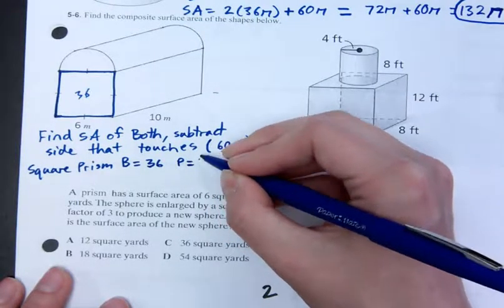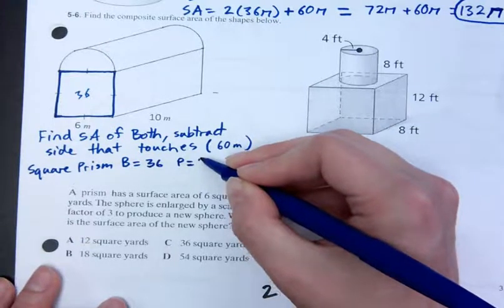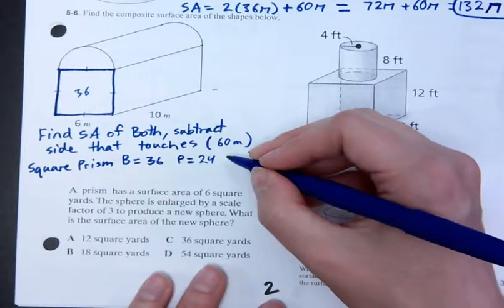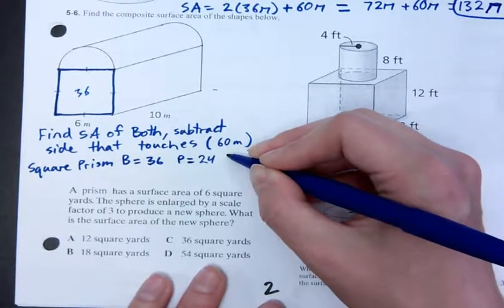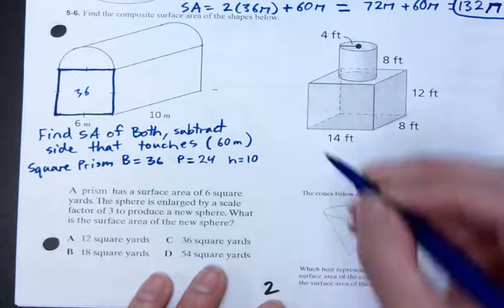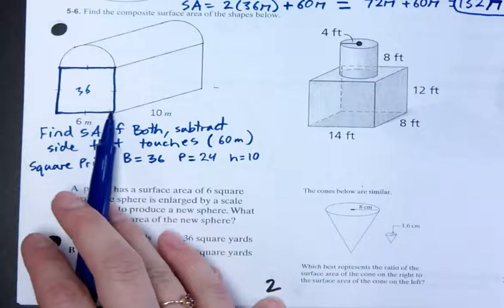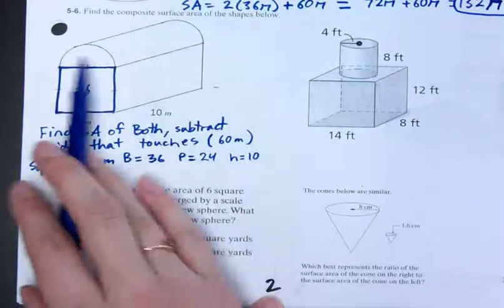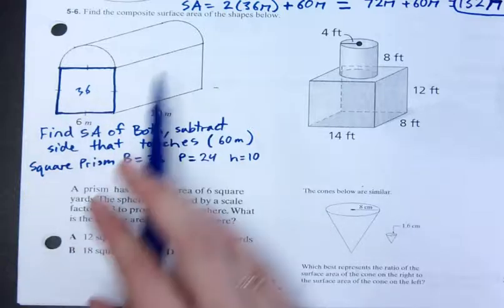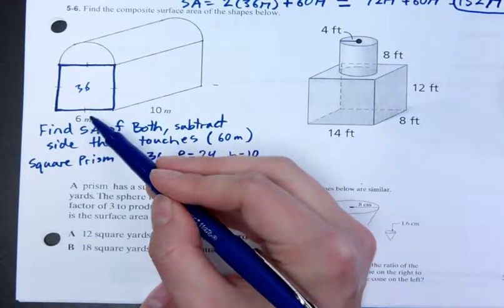Of the base. 24. 6 times 4. Then the height is what? 10. So see how this is turned on its side, but we still have to pick the shape that's the same on both ends so that it works. When you're picking your base, pick the exact side that appears twice, because the height is the only number left. It's the distance between the bases.